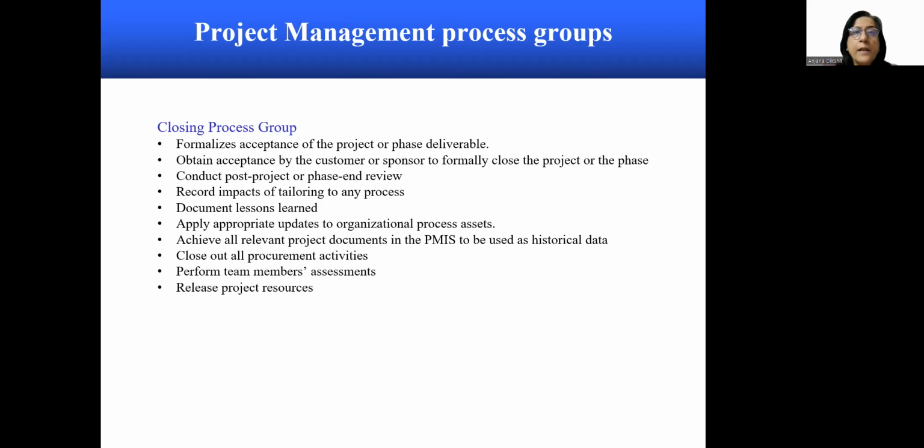And lastly, let's look at the closing process group. This formalizes the acceptance of the project or the phase deliverable. It obtains acceptance by the customer or the sponsor to formally close the project or the phase. It conducts post-project or phase-end review. It records the impacts of tailoring to any process, documents the lessons learned, applies appropriate updates to organizational process assets, archives all relevant project documents in the PMIS to be used as historical data, closes out all the procurement activities, performs the team members' assessments, and releases the project resources.